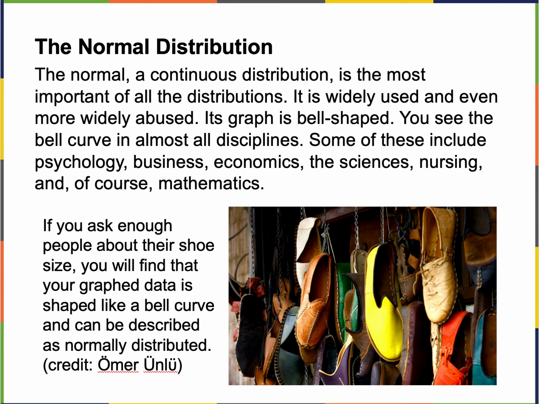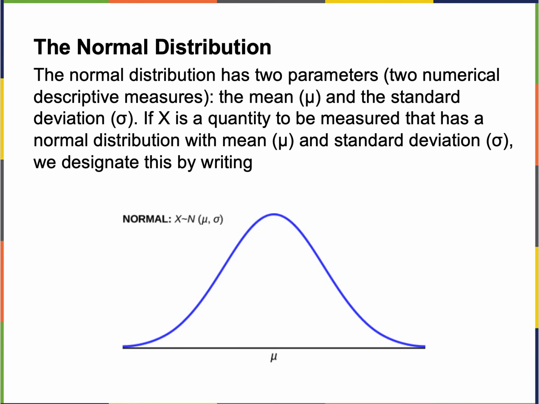And we see it happen a lot of times when things are standardized and in many different disciplines. An example of this is if you ask enough people about their shoe size, your graph data is going to create this normal distribution. And the more people you ask, the more closely your curve is going to look like this. The normal distribution has two parameters, the mean and the standard deviation. So when we talk about the normal curve, we use those two things to discuss it. We write the mean using the mu, and we write the standard deviation using the lowercase omega.